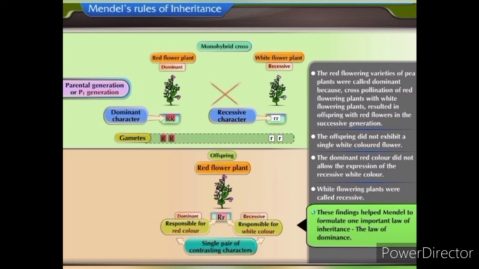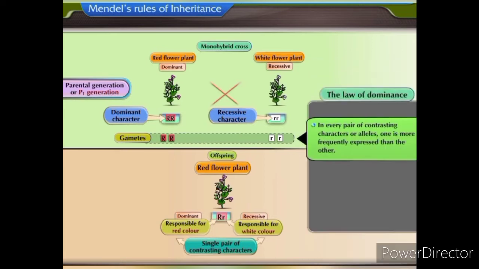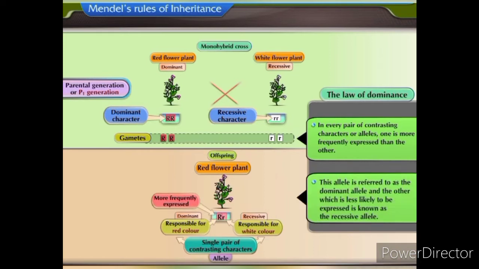These findings helped Mendel to formulate one important law of inheritance called the law of dominance. It states that in every pair of contrasting characters or alleles, one is more frequently expressed than the other. This allele is referred to as the dominant allele, and the other, which is less likely to be expressed, is known as recessive allele.